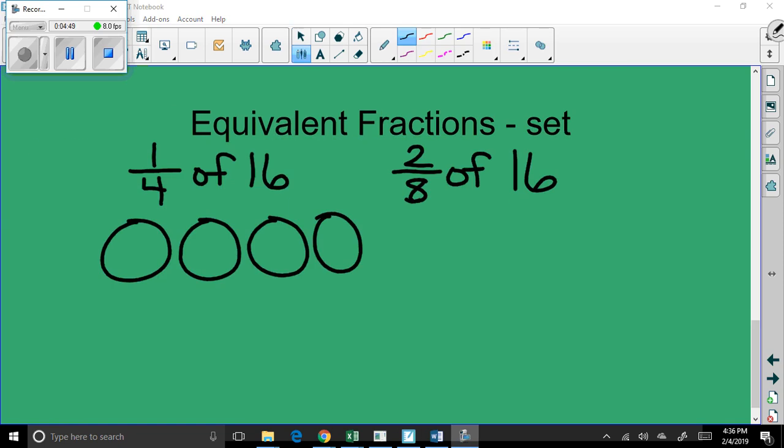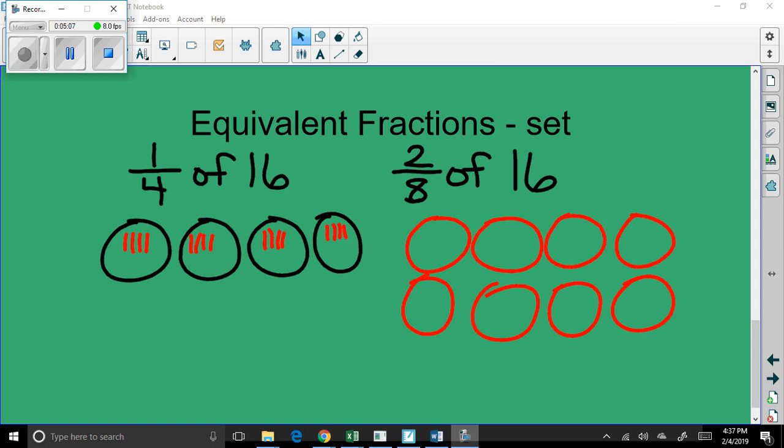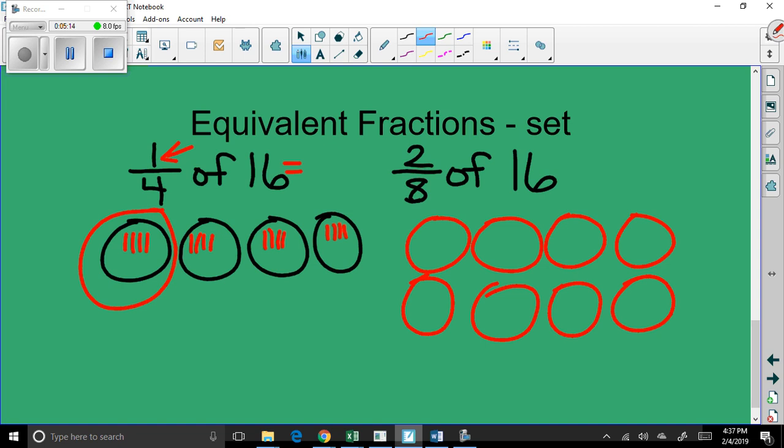So now you can see that I have 1/4 of 16 versus 2/8 of 16. If you look here, I have 4 groups to represent my denominator of 4, and then I'm going to put 16 into these 4 groups equally. So now you can see when I look at one group, I can see there are 4 objects. So 1/4 of 16 is 4, or 4 over 1. And so 4 over 1 is the same as 4.